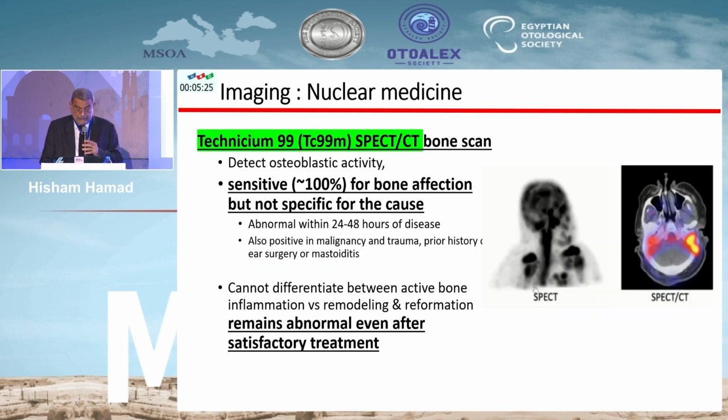Technetium scan is very sensitive for bone affection, but not specific for the cause. It can be seen in malignancy, after trauma, prior history of ear surgery, or mastoiditis. It cannot differentiate between active bone inflammation and remodeling and reformation when bone is healing. So it remains abnormal even after satisfactory treatment.